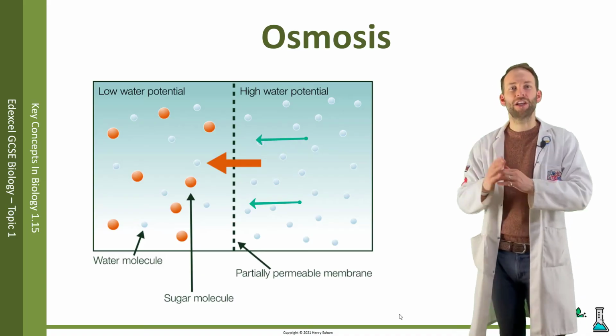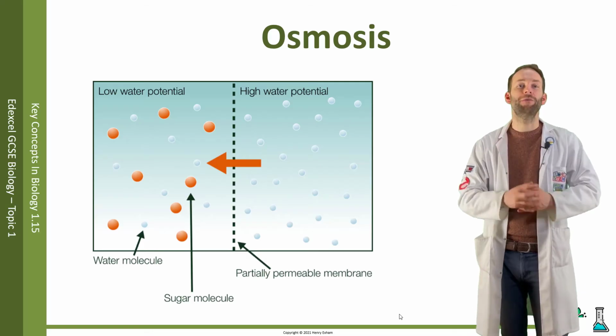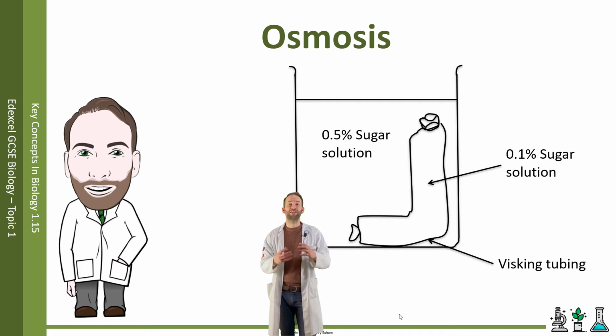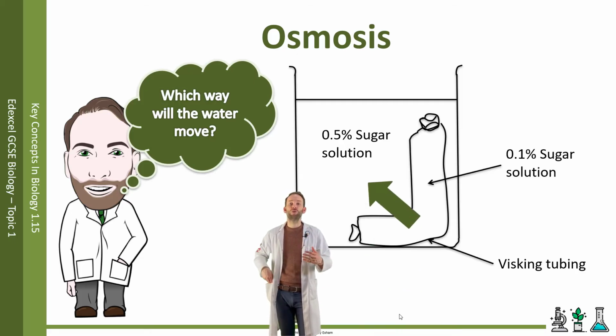And this water passes from the high water potential area to the low water potential area through the partially permeable membrane of a cell. Here's an example of a fake cell, some visking tubing which has little holes in it which allows water molecules to pass through but not the sugar. So in this case, which way do you think water will move? Where is the high water potential and where is the low water potential? Well, the high water potential is inside the visking tubing because that's got less sugar dissolved in it, so it's a higher water potential, and so water will move out into the solution, which is a lower water potential. It's got more stuff dissolved in it. So water moves from the high water potential to the low water potential.